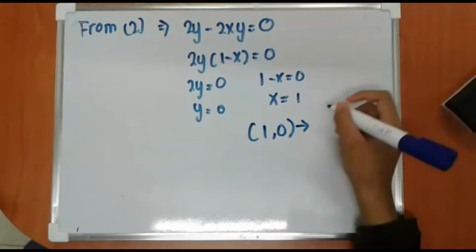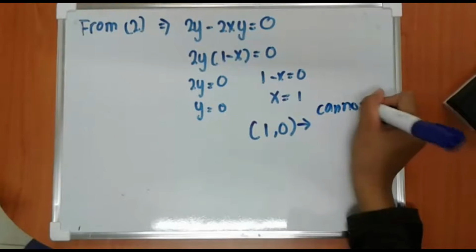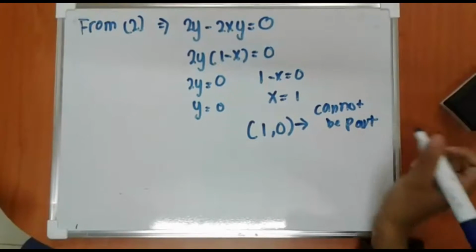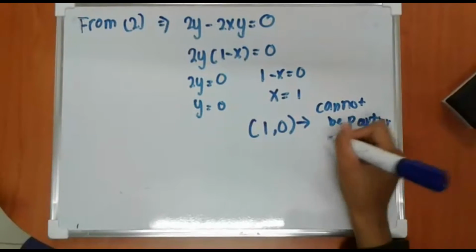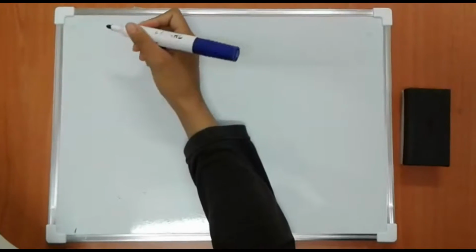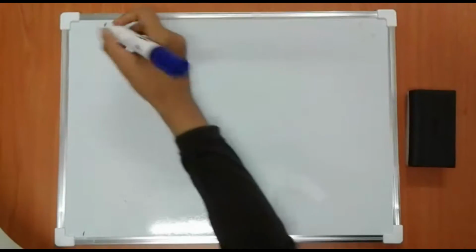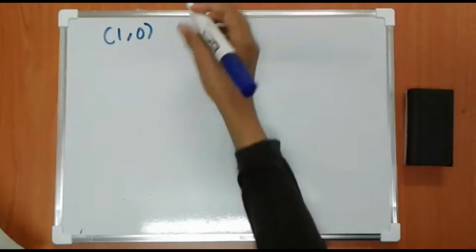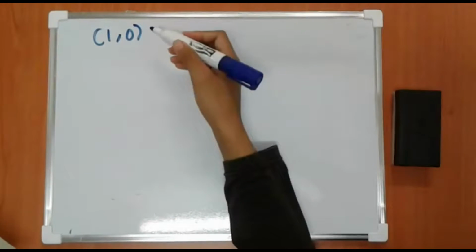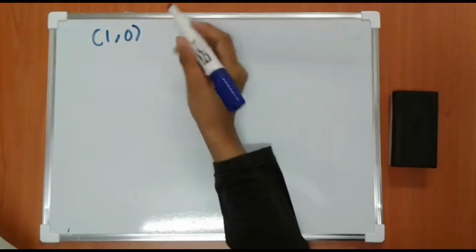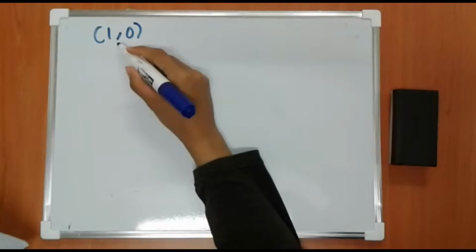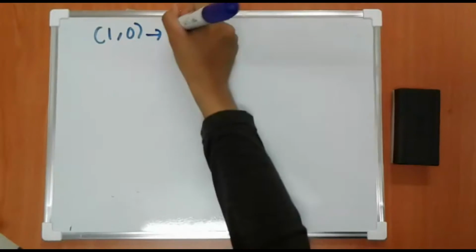These two points cannot be paired together as a critical point, as they came from the same equation, which is equation number 2. So we can substitute the points 1 and 0 into equation number 1.